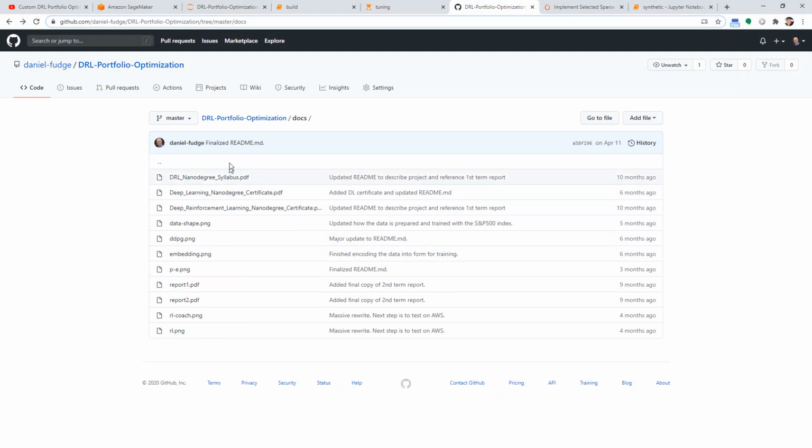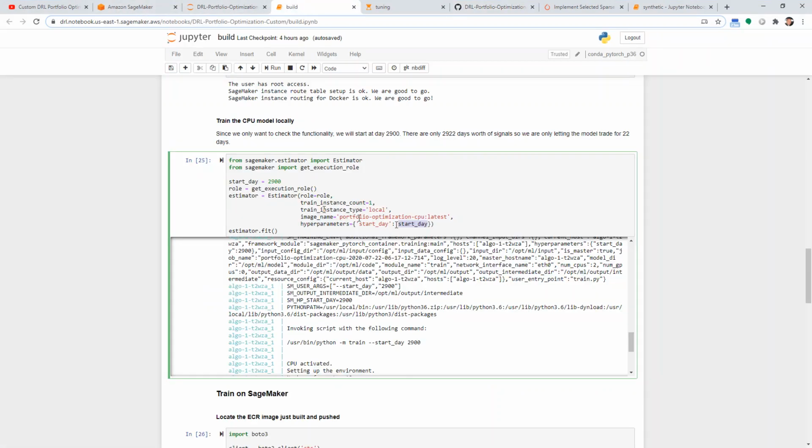If you look at the build, in the log that gets spit out to standard out, you can see they're calling python -m, which is the module, train.py, and then it's passing in a single hyperparameter. And that hyperparameter comes from right here: hyperparameter start day, and we give it a value of 290.